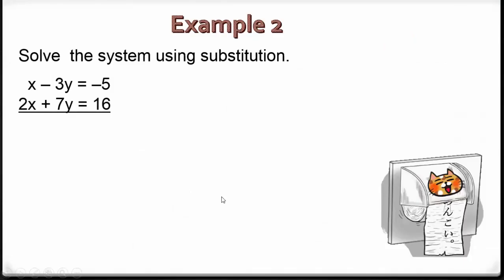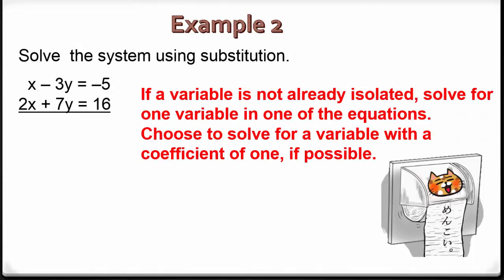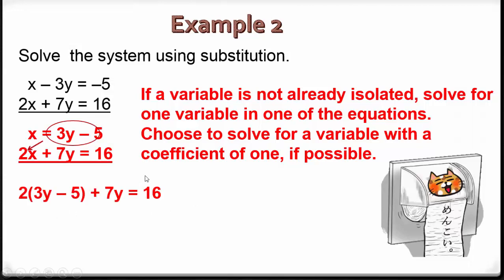In reviewing what we just did on the whiteboard, if a variable is not already isolated, solve for one variable in one of the equations. Choose to solve for a variable with a coefficient of 1 if possible. So here this x has a coefficient of 1, and so I moved the negative 3y over to get positive 3y minus 5. That is equal to x, and I'm going to substitute that into the other equation. So I end up with this equation, and now I can just solve for y.